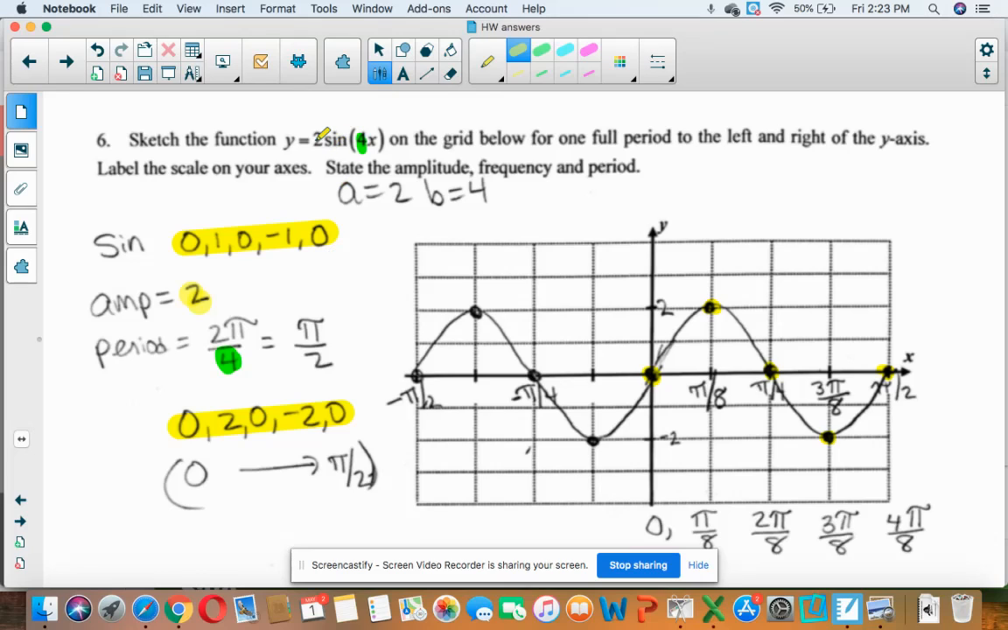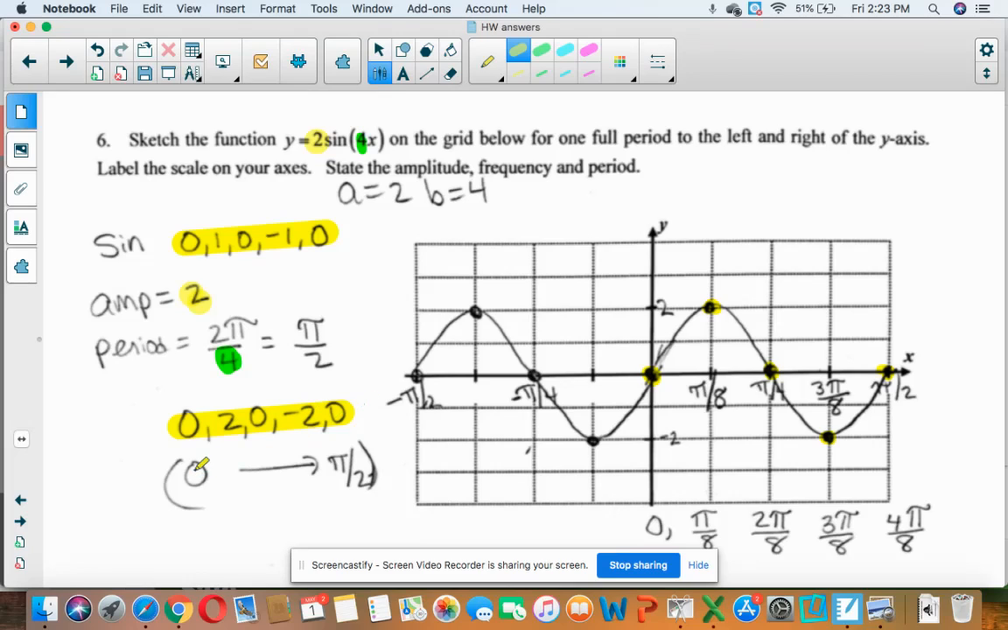Now this graph has an amplitude of 2. So A is 2. Since my amplitude is 2, my critical values are going to get multiplied by 2. So the critical values that I'm actually going to use for my graph are 0, 2, 0, -2, and 0.